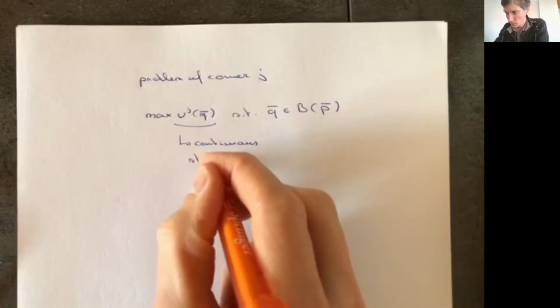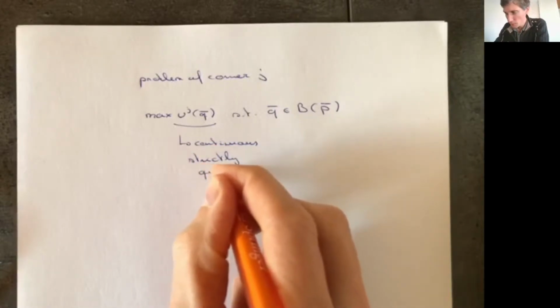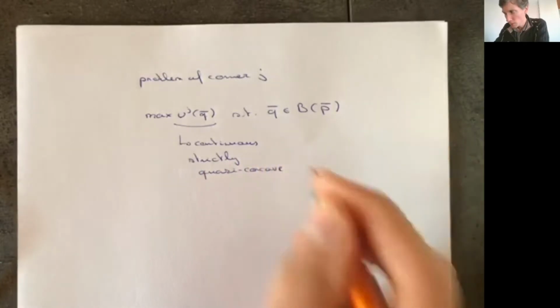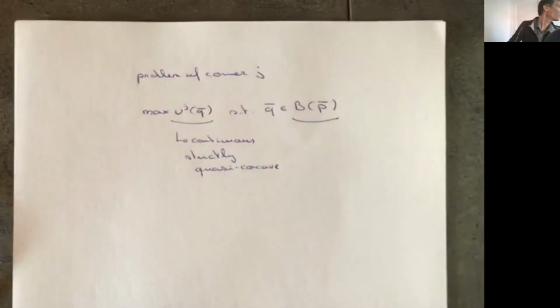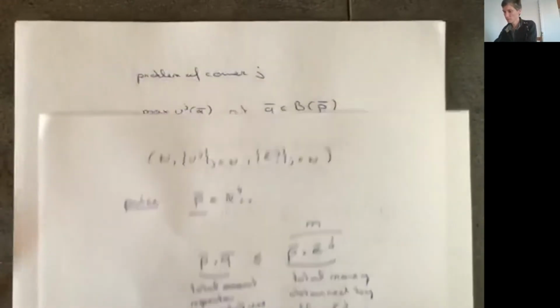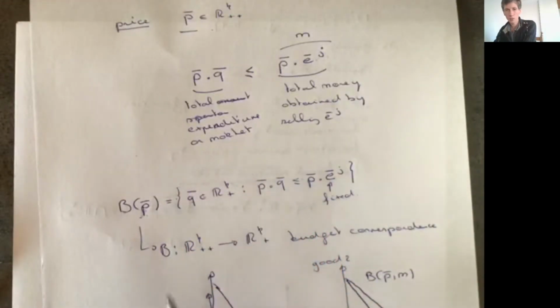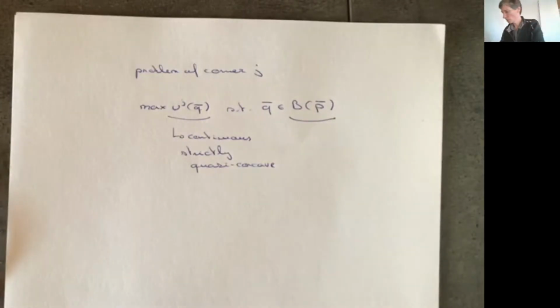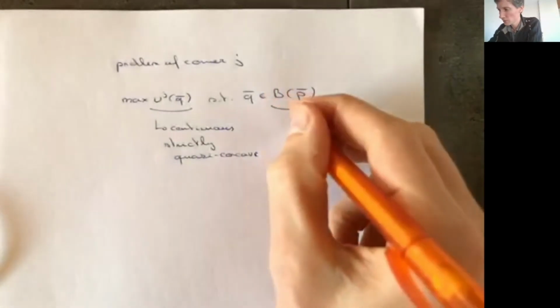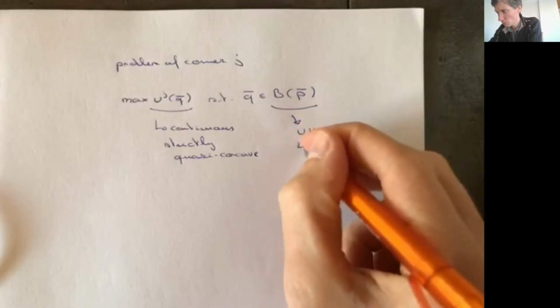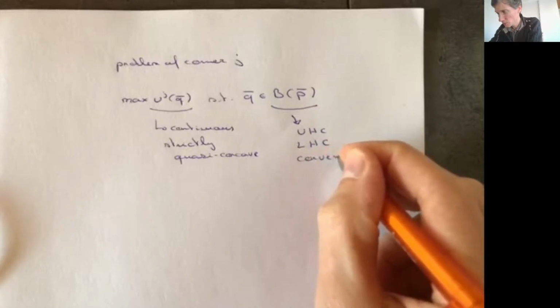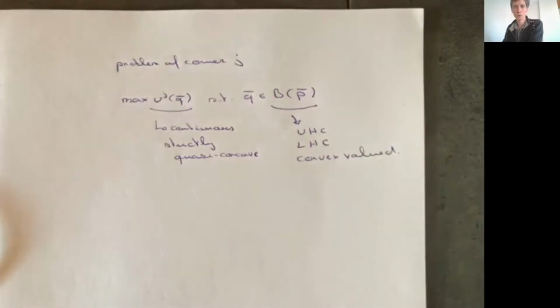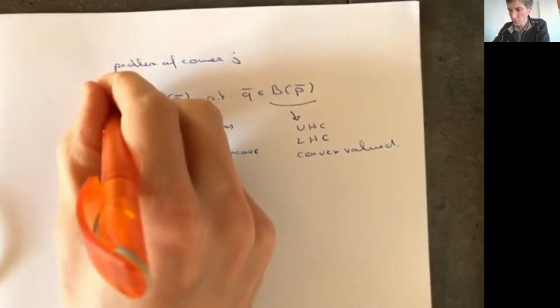This is also strictly quasi-concave. This budget set here, well, previously we looked at these budgets and we have shown that it's upper and lower hemi-continuous and it's also convex valued. Well, you can do a similar thing here, and I will not do it here, but it's a good exercise to show that this is upper hemi-continuous, lower hemi-continuous, and convex valued.